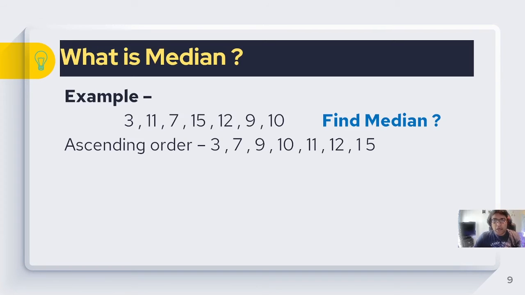Now how many numbers are there? 1, 2, 3, 4, 5, 6, 7. So out of 7 numbers, what will be the middle number? The fourth one, as you can see in the circle. So the fourth is going to be the median because that is the middle number. Okay, you get it?